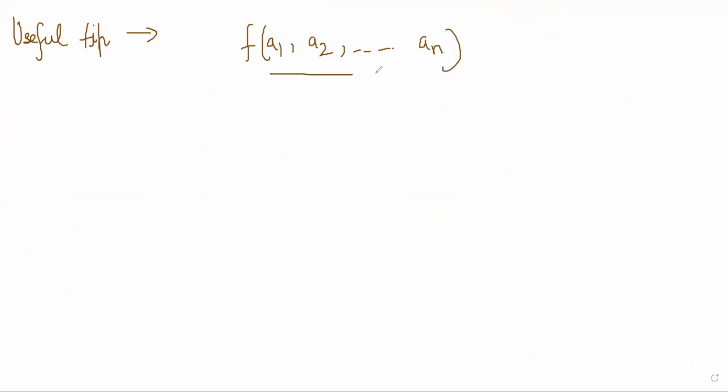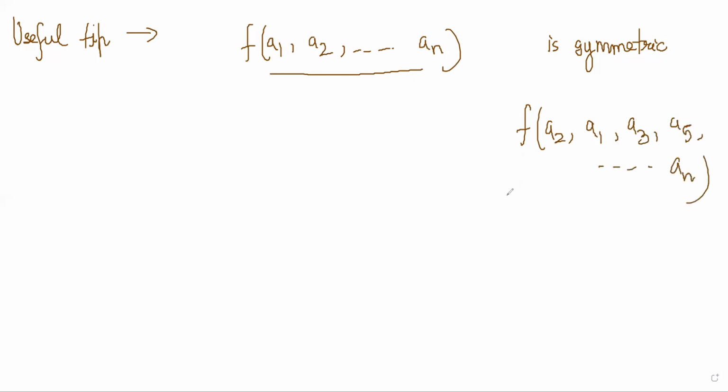A useful tip to apply rearrangement that I would like you to know is this: suppose you have a function of n variables, a1 to an, and this function is symmetric. What do we mean by symmetric? Basically, if you interchange the variables and make a different permutation of the n elements, the function is unchanged. Then you call that function a symmetric function.